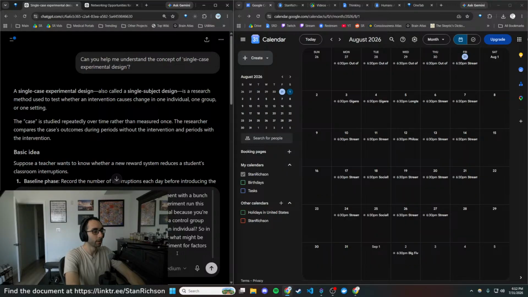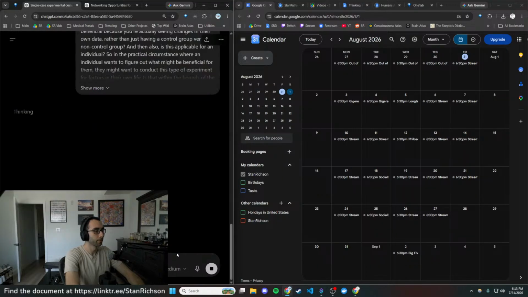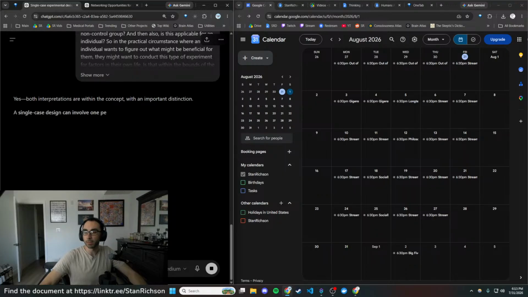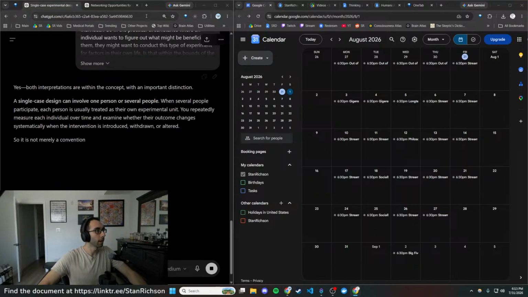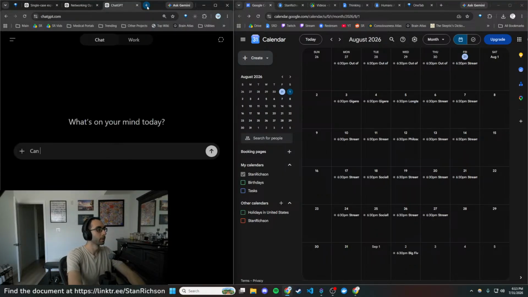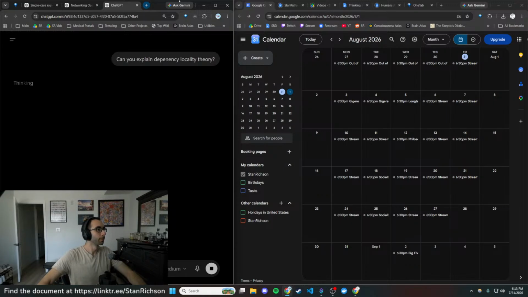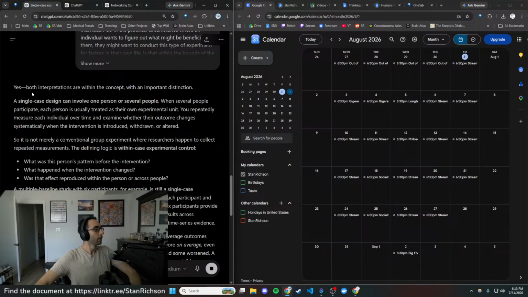Is that within the bounds of the single case experimental design concept? Explain dependency locality theory. Can you explain dependency locality theory? Yes, both interpretations are within the concept with an important distinction.